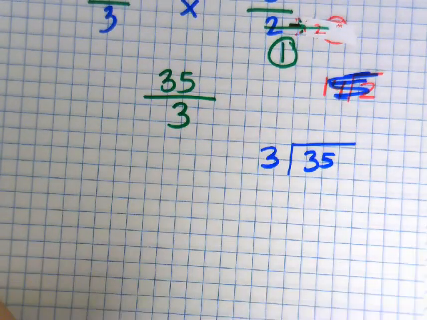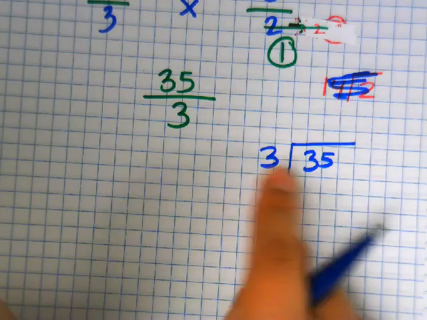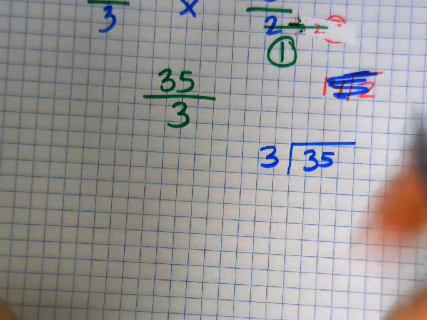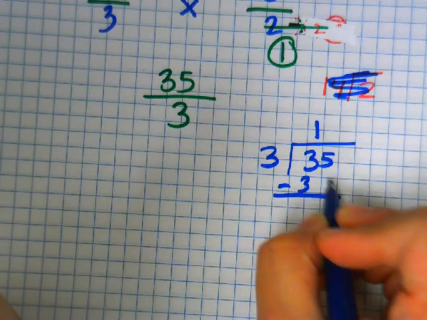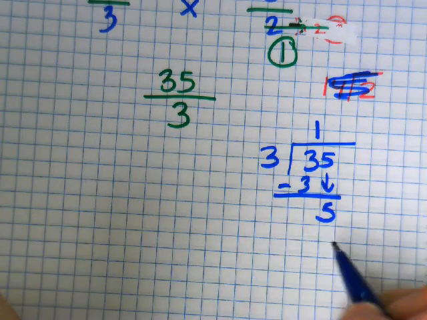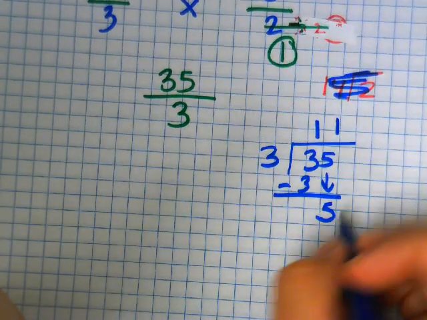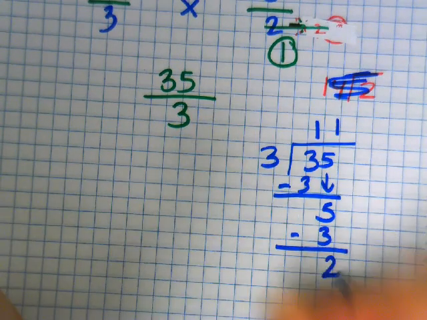We don't simplify, we divide. Like divide this way. Okay, how many times is 3 going into 3? 1, write it down. 1 times 3 is 3. Bring down the 5. How many times is 3 going into 5? 1. 1 times 3 is 3. What's my remainder? 2, and you stop.